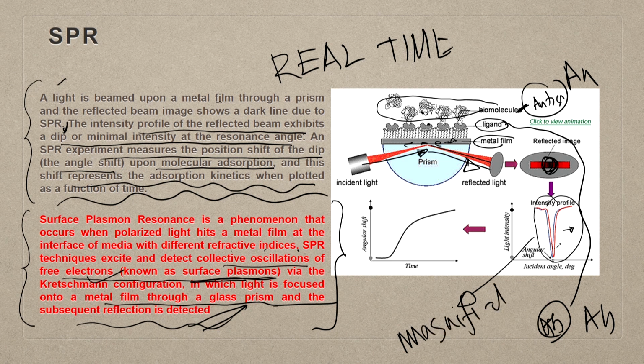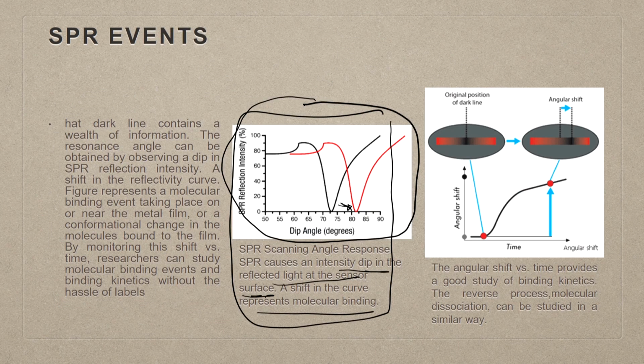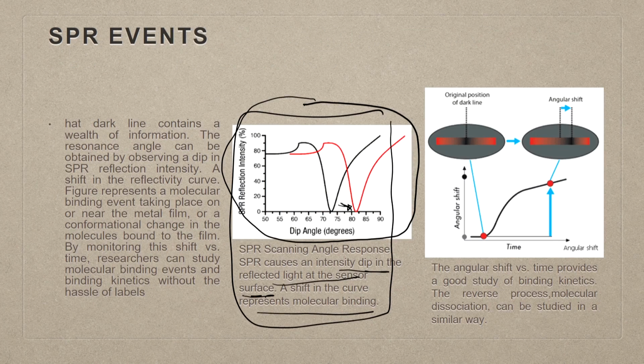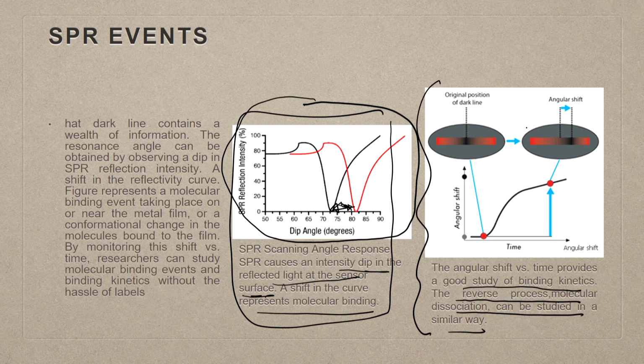So, if you look at it, this is the angular shift which is happening, the shift in reflection intensity. The dip angle is changing, it is shifting like this, either way. Now, the angular shift versus time provides a good study of binding kinetics. The reverse process of molecular dissociation can be studied in a similar way. So, you can study the association and dissociation, because this will shift either this way or this way.